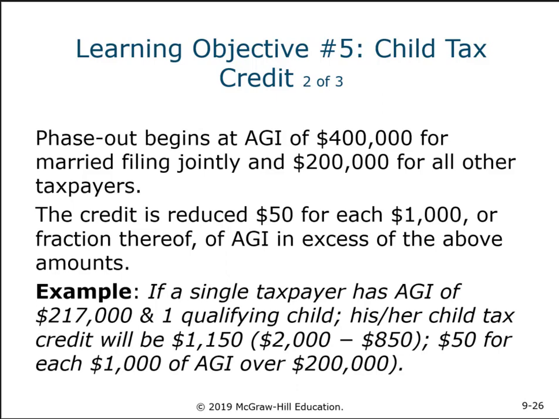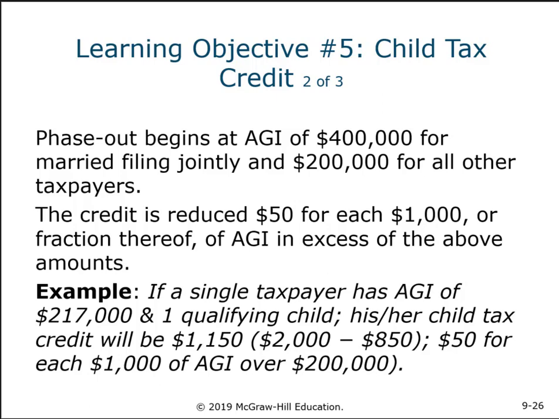The phase out starts at $400,000 for married filing jointly, and $200,000 for all other taxpayers. Unlike the phase outs we've talked about so far, where they phase out gradually between 2 levels of income, this is all about the dollar amounts. The credit is reduced by $50 for each $1,000, or fraction thereof, over the threshold.